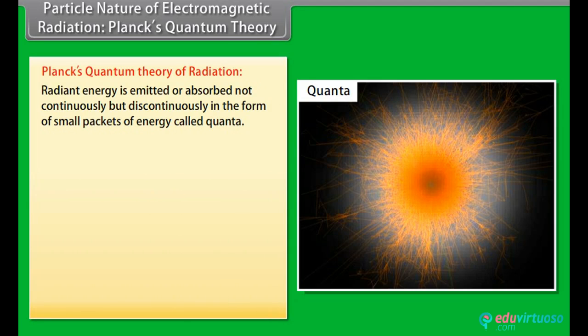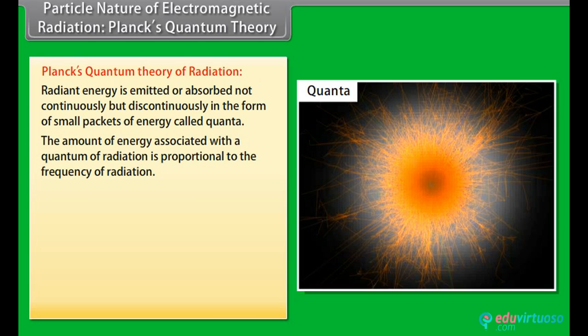Particle nature of electromagnetic radiation. Planck's quantum theory. Planck's quantum theory of radiation. Radiant energy is emitted or absorbed not continuously but discontinuously in the form of small packets of energy called quanta.